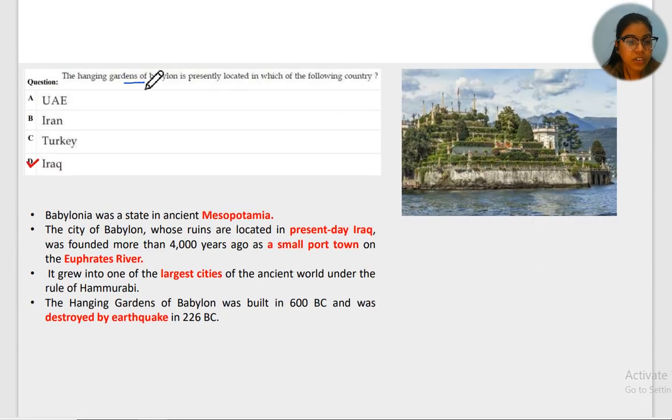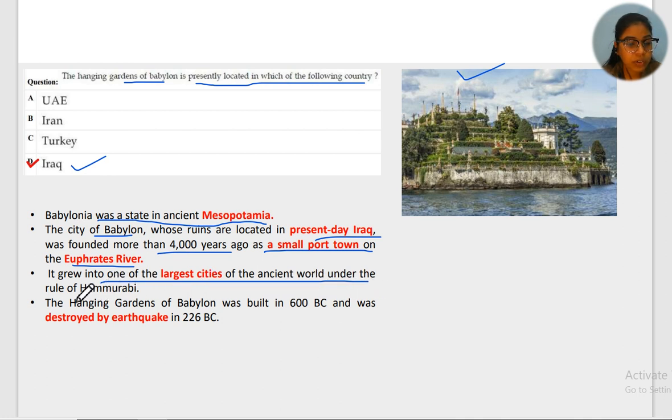The Hanging Gardens of Babylon are presently located in which of the following countries? So this is your Hanging Garden of Babylon. It is located in the country known as Iraq. Babylon was a state in ancient Mesopotamia. The city of Babylon, whose ruins are located in present-day Iraq, was founded more than 4,000 years ago as a small port town along the Euphrates River. It grew into one of the largest cities of the ancient world under the rule of Hammurabi.